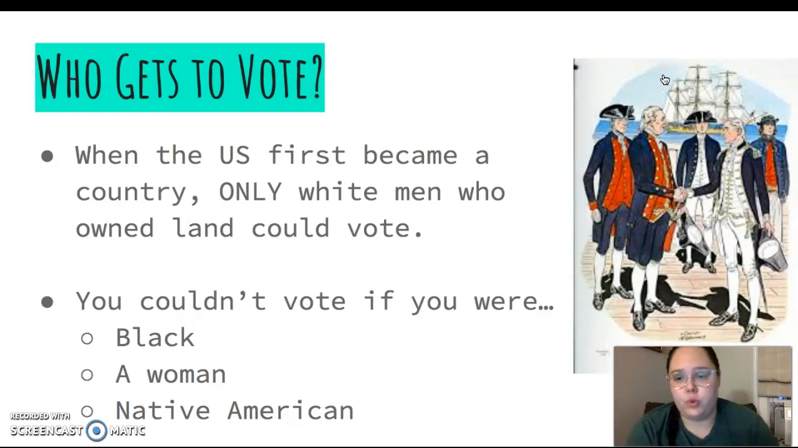So who gets to vote? When the U.S. first became a country, the only people that were allowed to vote were white men who owned land. Everybody else was not given a vote. So if you were black, if you were a woman, if you were a Native American, you were not allowed to vote.